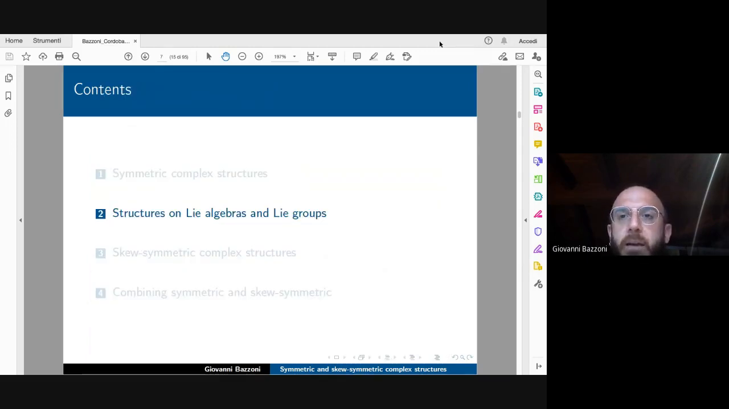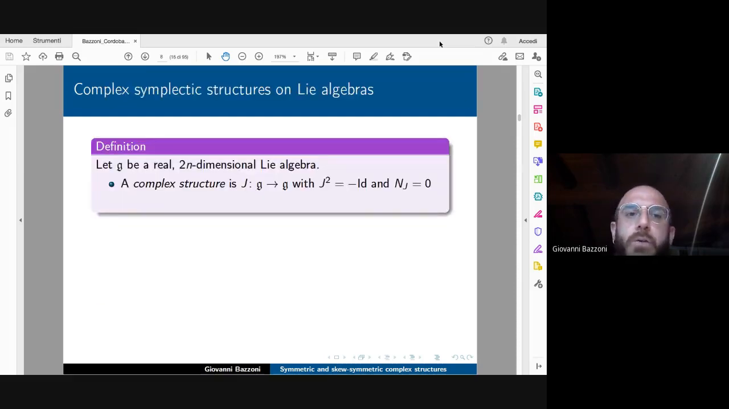Let's see how we can obtain examples of such structures on compact manifolds by first considering structures on Lie algebras and Lie groups. This is very standard. If you have a real 2n-dimensional Lie algebra, a complex structure on it is defined pretty much as it is for manifolds. A complex structure is an endomorphism J of g which squares to minus the identity and has vanishing Nijenhuis tensor. The first part is the almost complex structure, and the second one is the integrability condition.